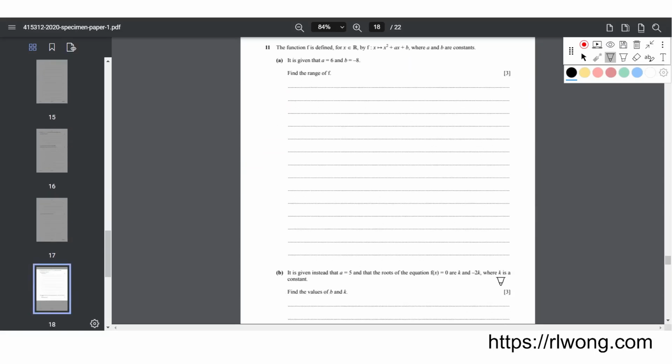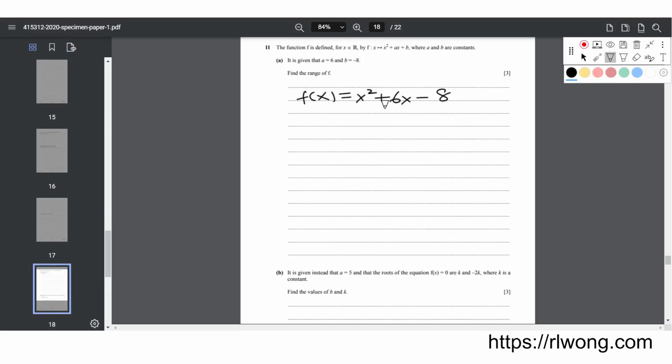Moving on to question 11. You have the function f defined by f(x) equals x squared plus ax plus b, where a and b are constants. It is given that a is 6 and b is equal to minus 8, and you're asked to find the range of f. So I will write f(x) equals x squared plus 6x minus 8.